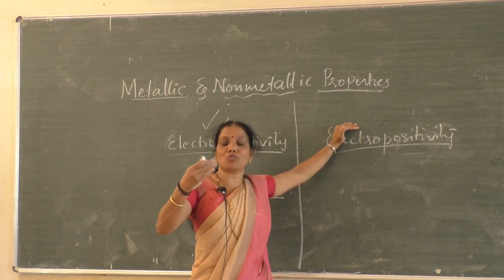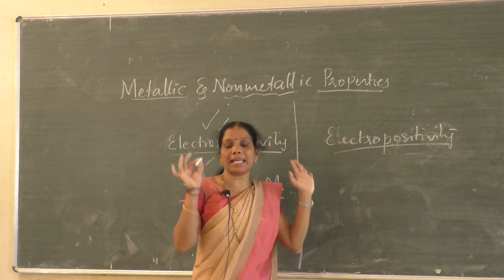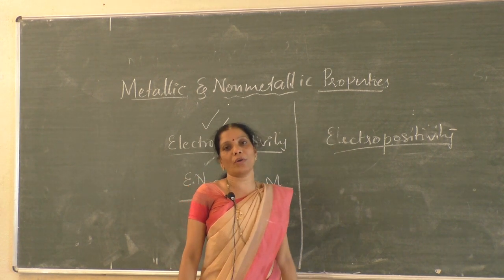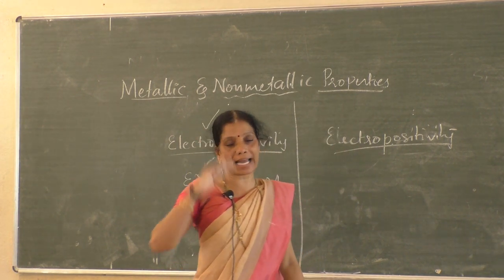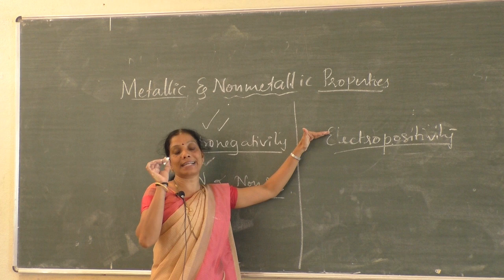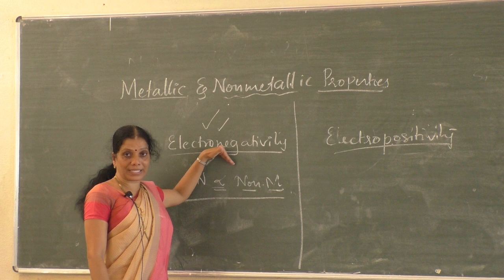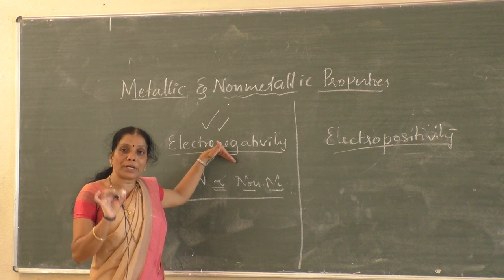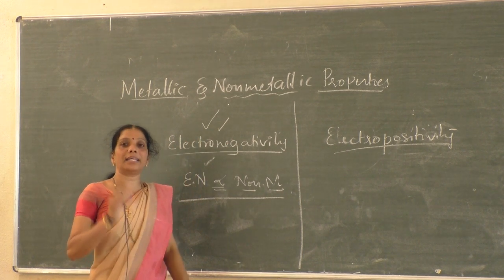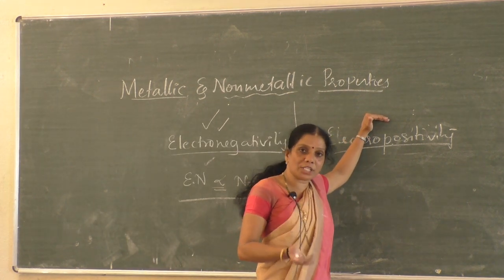The higher the tendency to lose the electrons, the more the metallic property will always be. Hence, electropositive means it is the character observed in the case of metals. Electronegative means it is the character or property observed in the case of non-metals. Non-metals are always electronegative in nature and metals are always electropositive in nature.